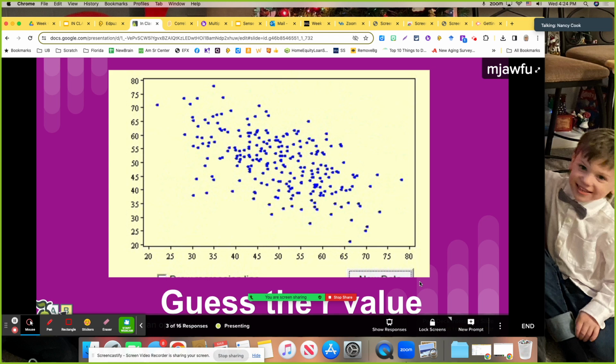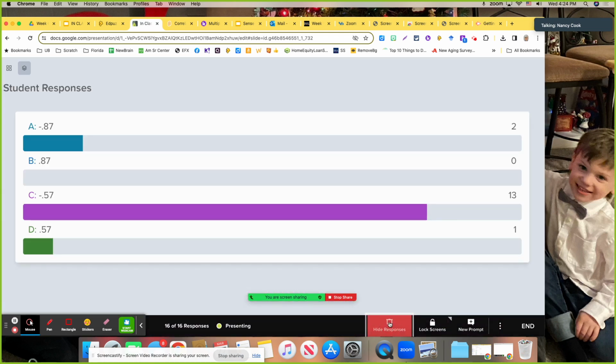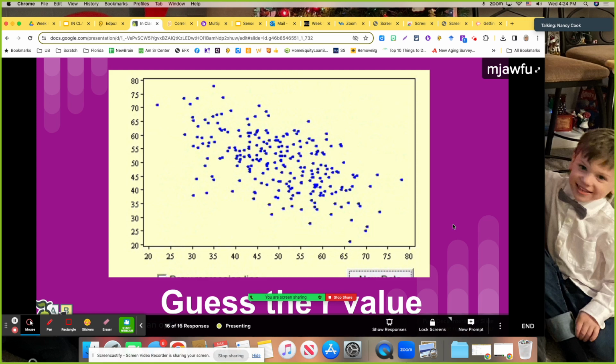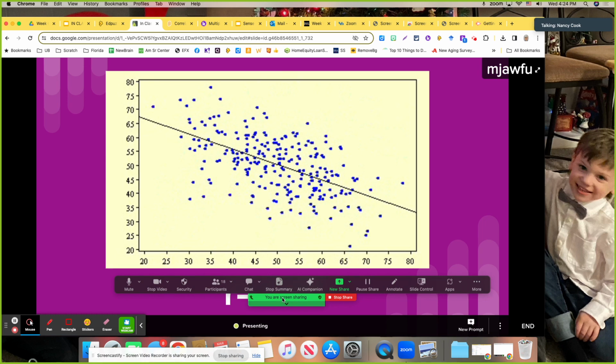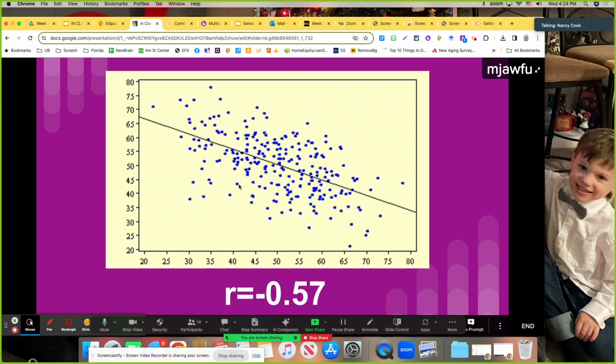Now notice, is the data going up or down? And then what do you think? Is it just as strong as the last one? You don't get any points off if you don't guess it right. That's okay. We're just getting an idea here of what an R value means. So we're thinking maybe negative 0.57, maybe negative 0.87 or positive. Let's look at it. So this is a negative 0.57, and that's because this line is going down. When it's going down, it's a negative. So this is a negative 0.57.